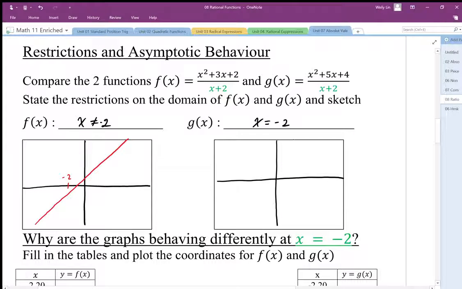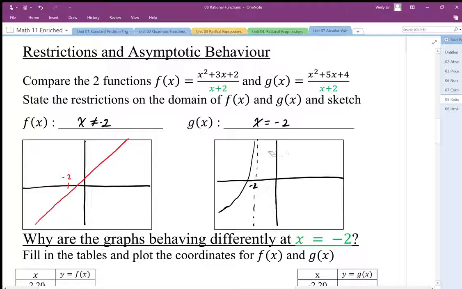And the g function is slightly different. It ends up having a graph that looks kind of like this. And this one has a vertical asymptote. If you take a look at that g function at negative 2, there is a vertical asymptote occurring at negative 2.